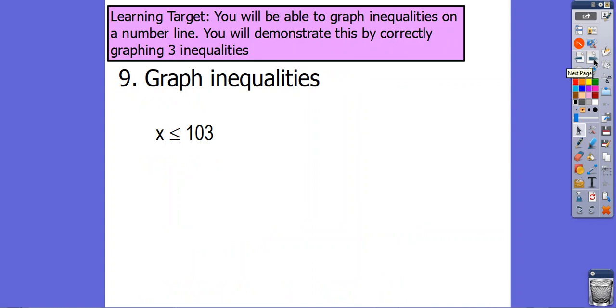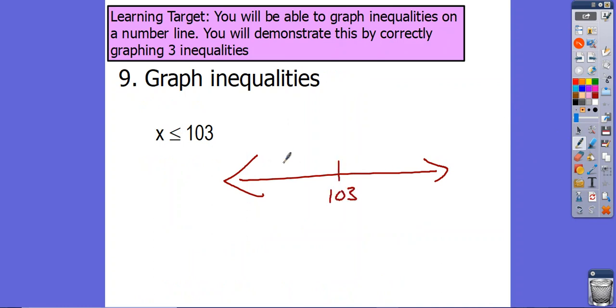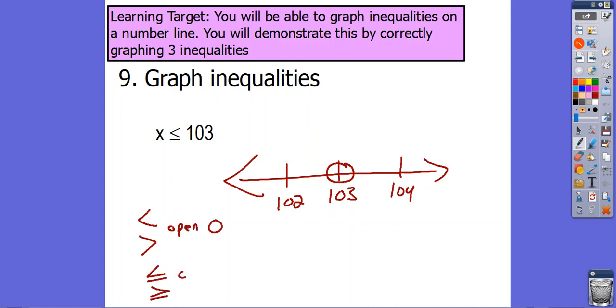Topic 9, graphing inequalities. We're going to do a really quick little number line. We put our number in the middle, 103. We do a number below, a number above. I put a circle at 103, and then I decide if it's open or closed. So if it is less than or greater than, it is going to be an open circle, not colored in. If it is less than or equal to or greater than or equal to, it is going to be a closed circle, and it is going to be colored in. So this one is colored in.